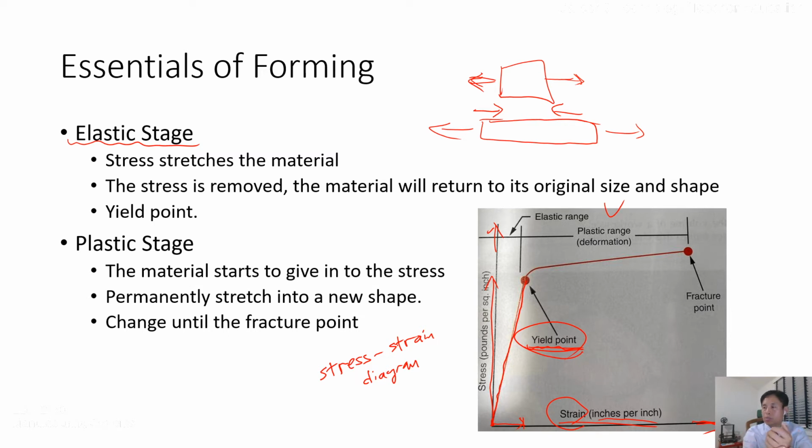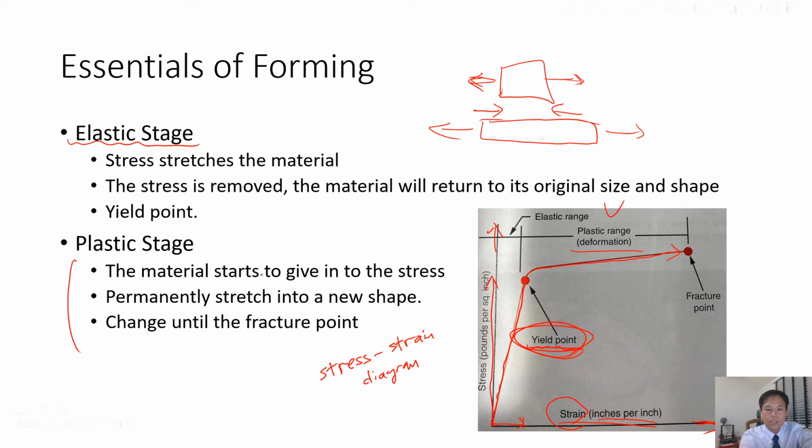So certain materials such as copper have a high, longer elastic stage, but cast iron has a very short elastic stage. So it depends on the yield point. And then after the yield point, the object changes permanently. That is the plastic range.